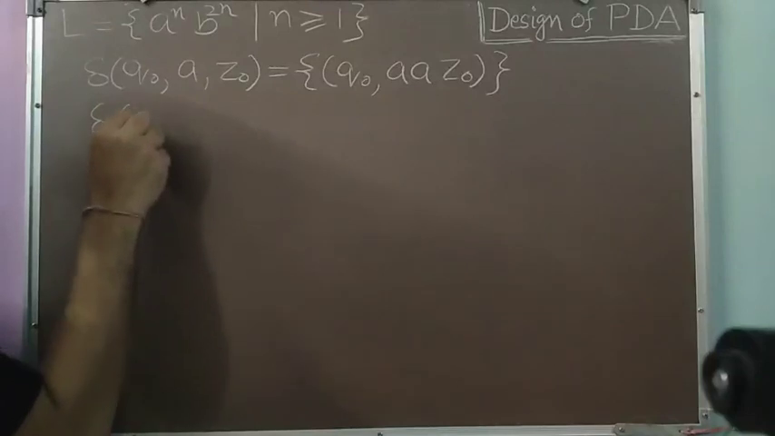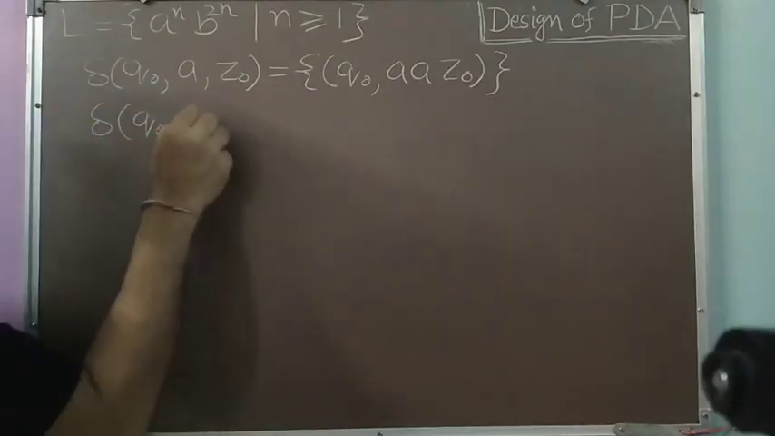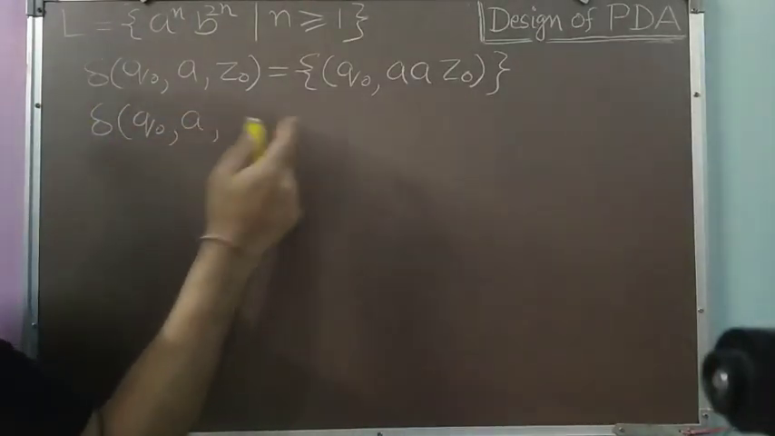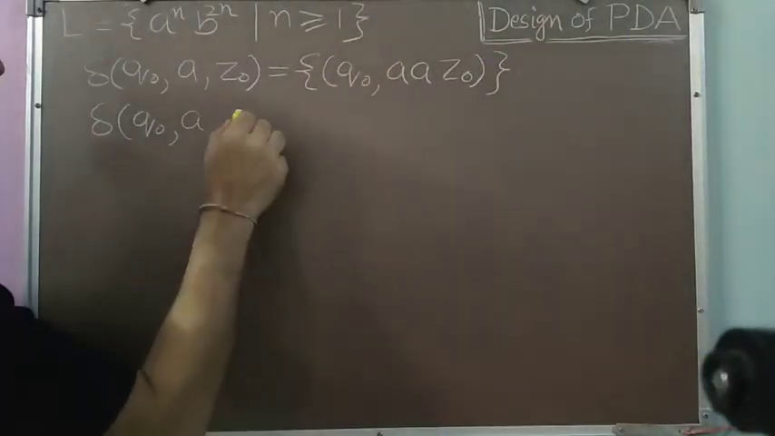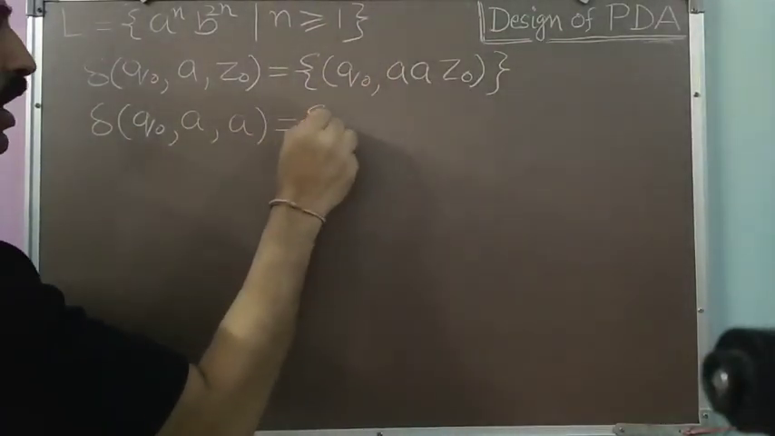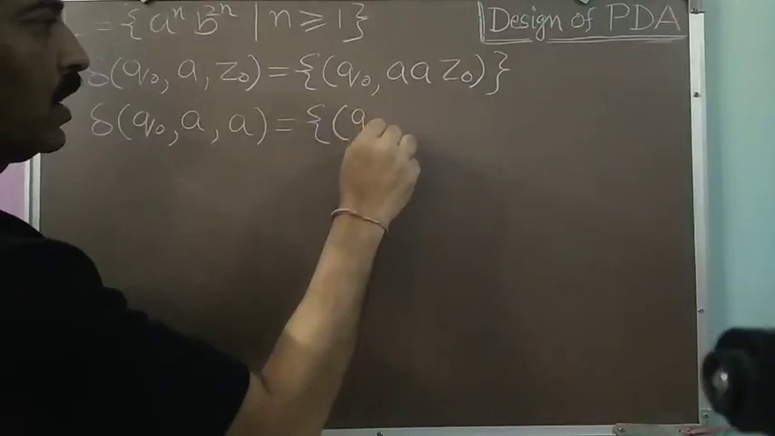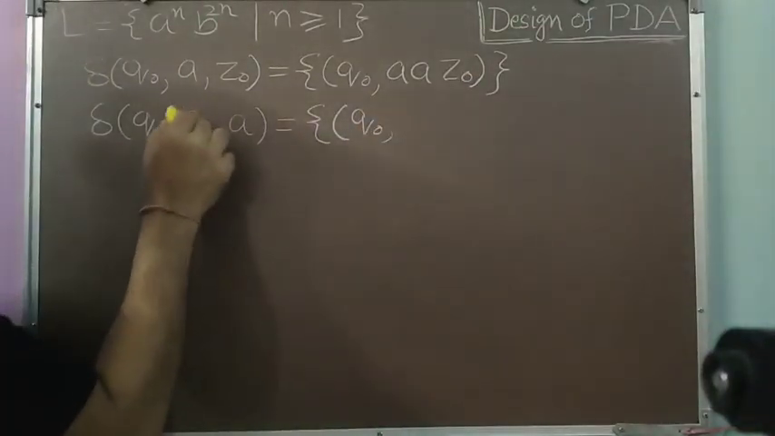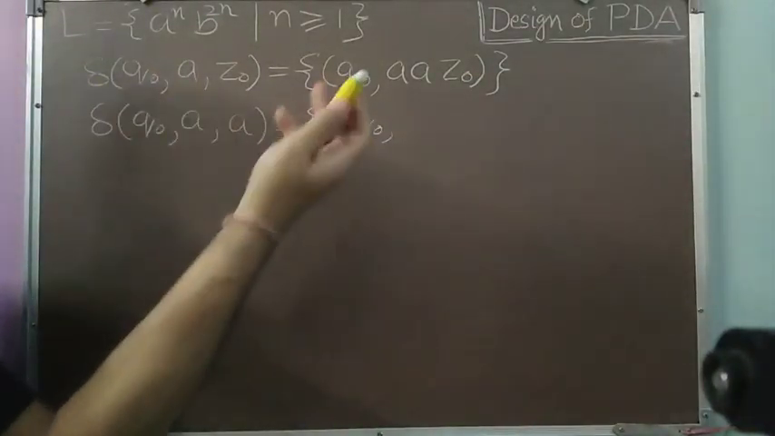So the second transition will be Q0. Now I am getting another A in the input, and at the top of the push down store is A. So Q0 A, in this situation, I will remain in the state Q0, and corresponding to this A in the input, I will push two A's.